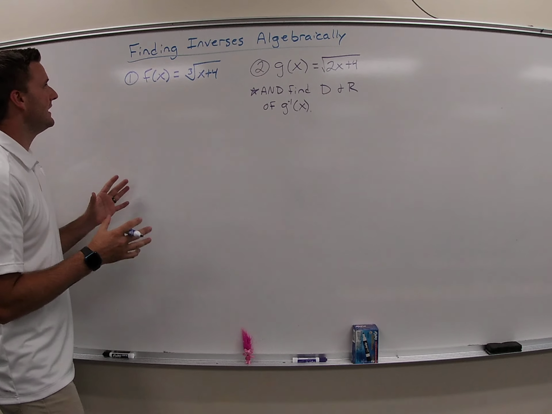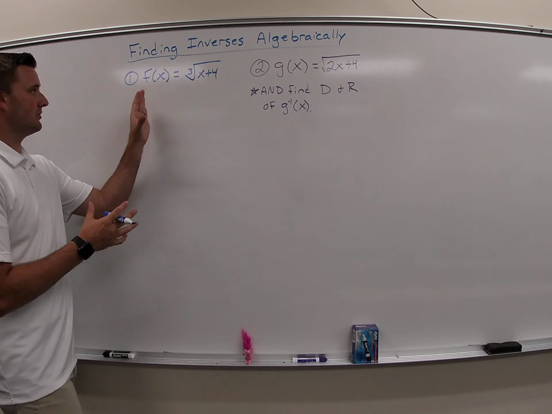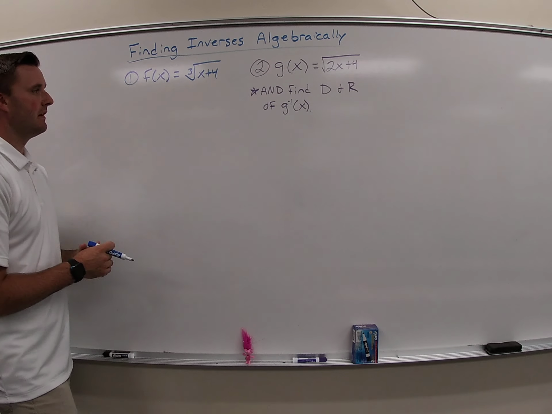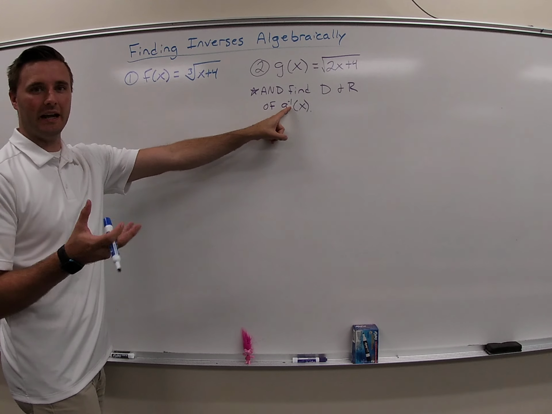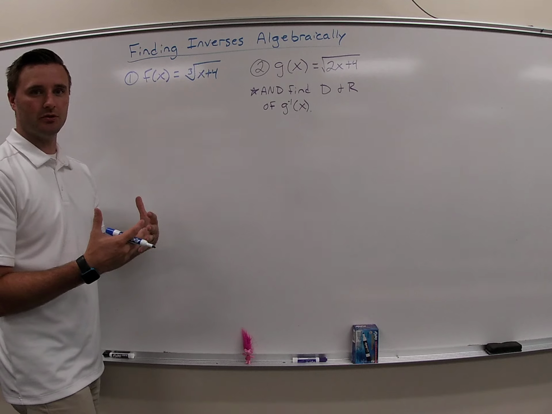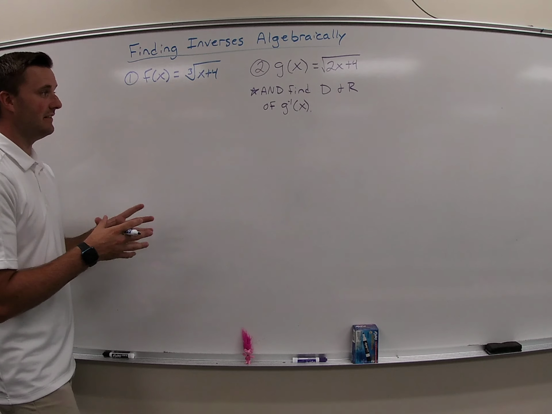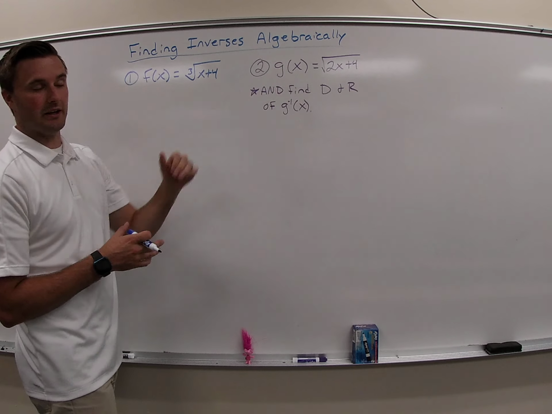So we are going to take the inverse algebraically of these two functions. So we have f of x and g of x. When I write the inverse, I'm going to use what looks like a -1 exponent, but it is not really an exponent. It is a symbol showing us in math language that this is the inverse of our original function, g of x.